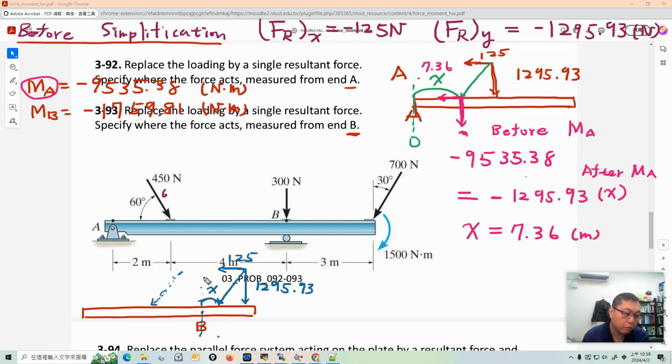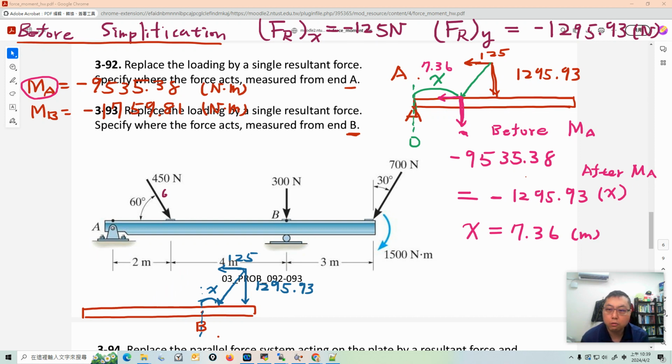But my thought is, if we use B as the reference point, let's just assume everything is positive. So I assume it's at the right-hand side of the reference point. If I finally get a negative value, that means this force is acting at the left-hand side. If my final value x is positive, the resultant force is really acting at the right-hand side. I assume the position distance is x. Just assume everything is positive; that will make the calculation much easier to understand.